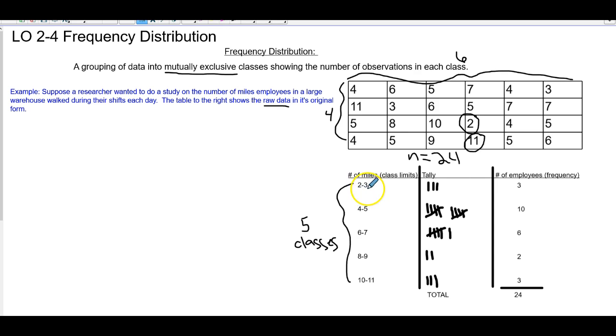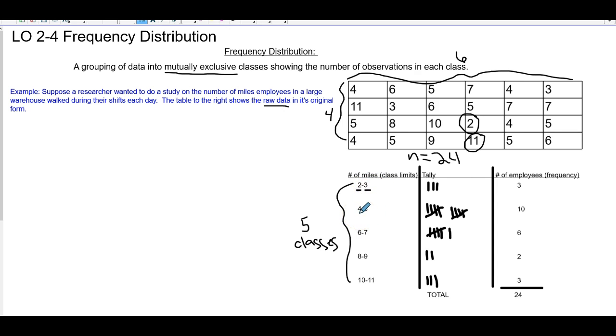So from here, we'll take a look at these class limits. This 2 to 3, this is our class width or class interval. It's how far it spans from the lower value to the upper value. So in this case, the 2 is our lower class limit, and the 3 is our upper class limit. In different situations, these could be different values. It could be from 200 to 300, 2,000 to 3,000, and so on. But in this instance, we have 2 data values, 2 and 3. And you'll notice here, remember these are mutually exclusive, so there's no overlap.